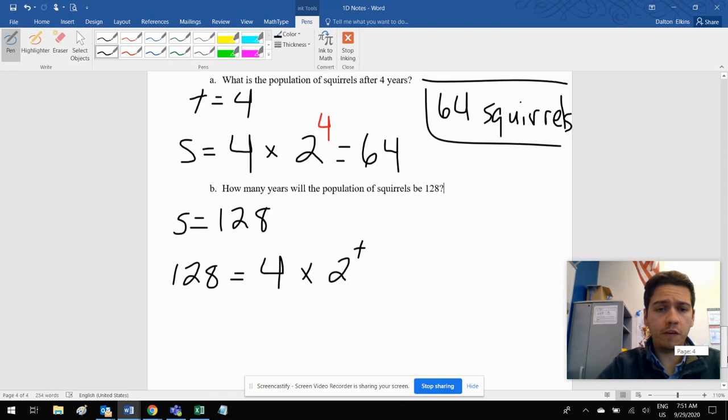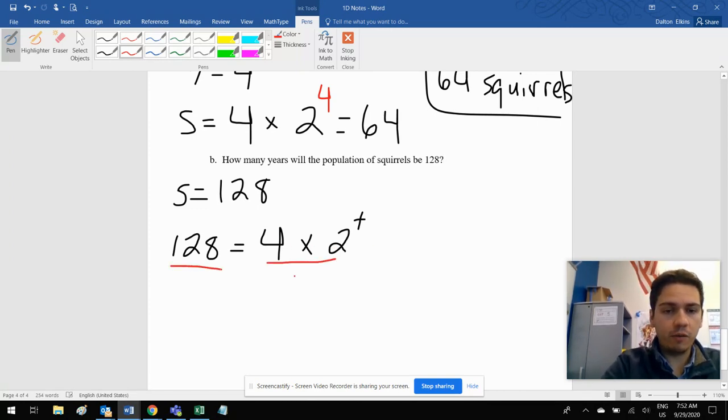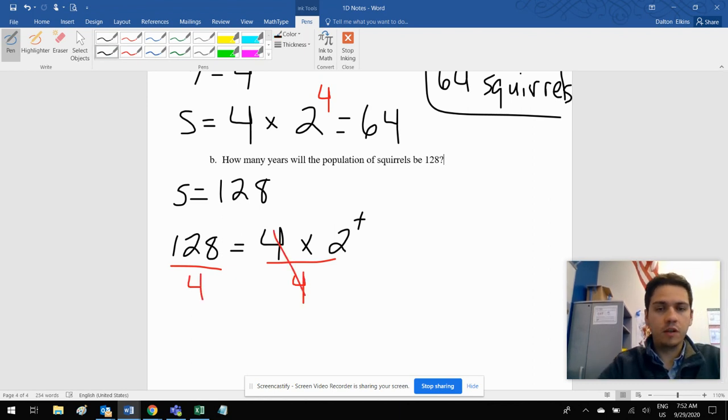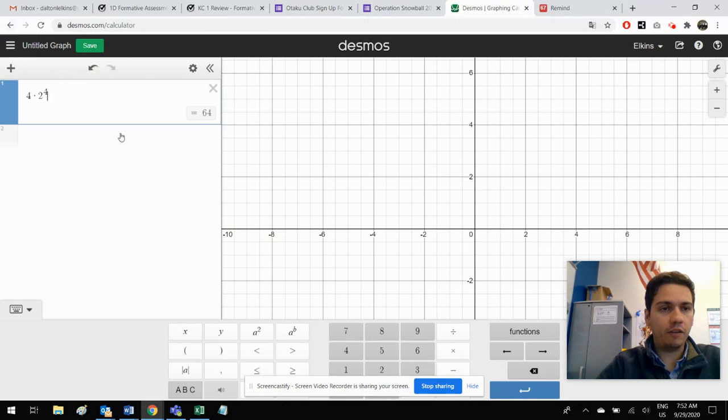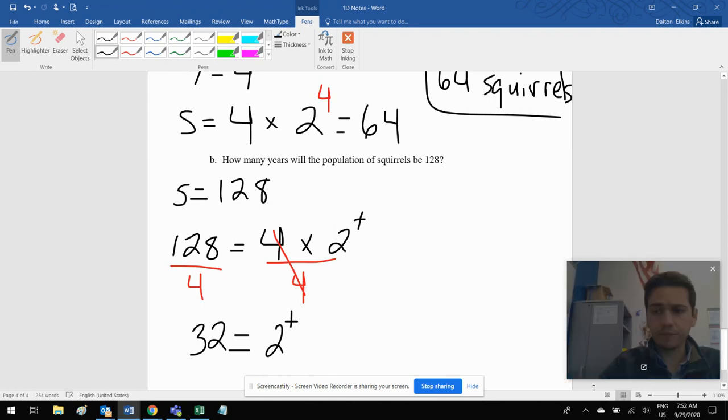So I want to know how many years is it going to take. So this t, I want to figure out what that's going to be equal to. So here I just need to solve for t. I need to get rid of the times 4. Remember, the way that we do that in solving equations is division. So divide by 4. Again, if you're unsure about things, always use a calculator. So 128 divided by 4 gives me 32. I know 32 is equal to 2 to the power t.